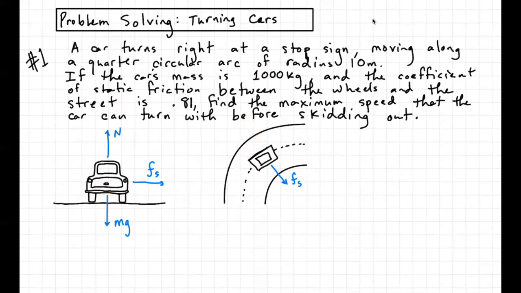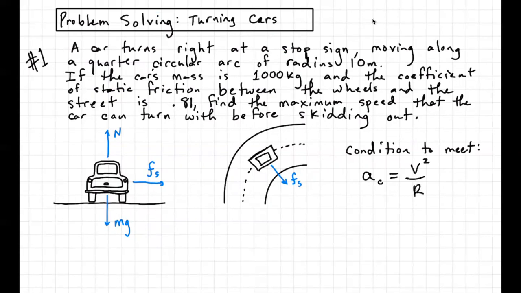So let's think about this. The condition that we have to meet here in order to be on a circular path is that the acceleration towards the center of the circle, which I'll denote a sub c for centripetal acceleration or center acceleration, has to be v squared over r.